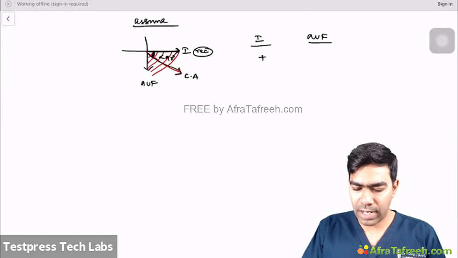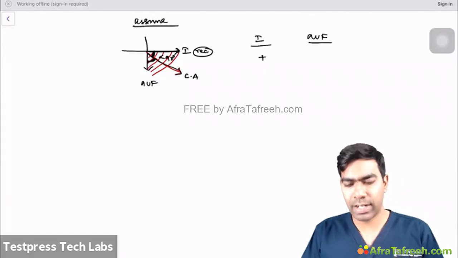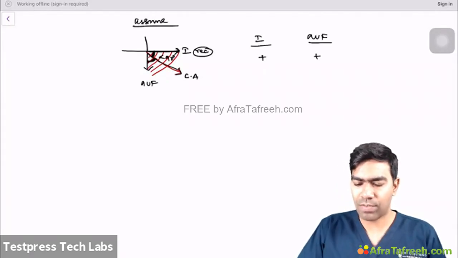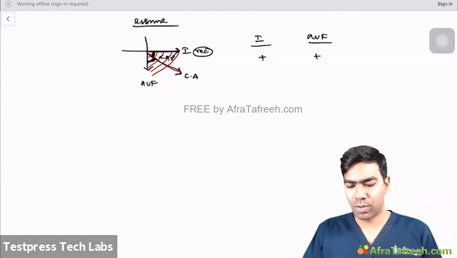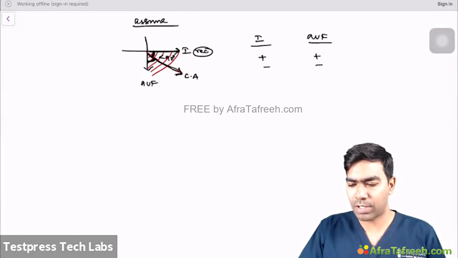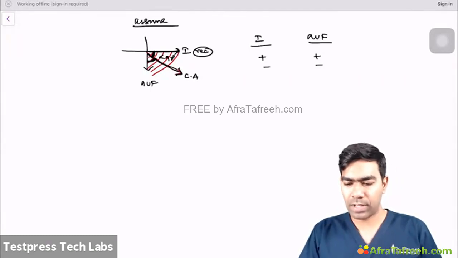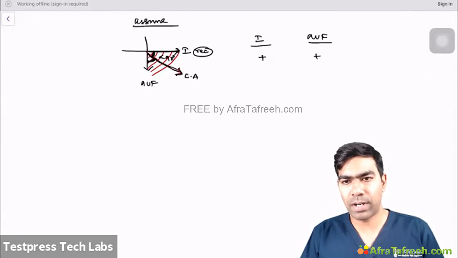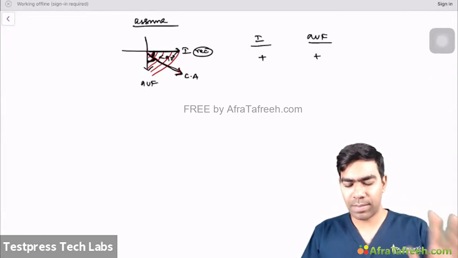And similarly, if you take AVF, it is also showing less than 90 degrees. And of course, AVF also should be positive. Now I know if the cardiac vector is located in this particular direction, I'll be getting a combination of plus and plus here. Clear? So AVF will be predominantly positive.